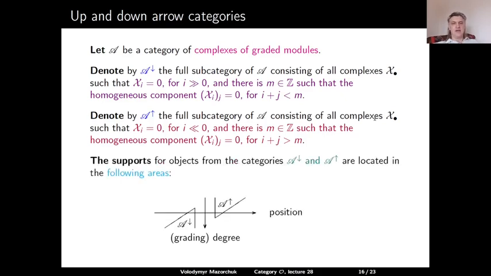Pictorially, the complexes in A down arrow live in this kind of triangular area, so they are bounded on the right, so they are on the left of some vertical line, and then they should be below some shifted diagonal. Similarly, A upper arrow lives to the right of some vertical line and above some shifted diagonal.